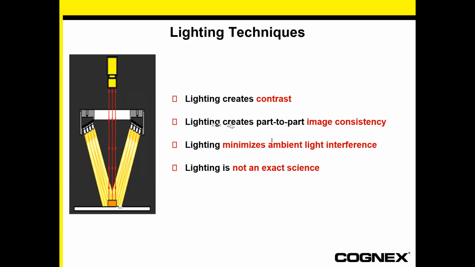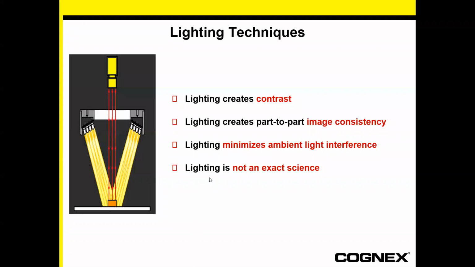Lighting creates part-to-part image consistency. So as the parts are coming through, we want to see those parts consistently. Lighting also minimizes ambient light interference. We don't want the image varying. We want to control as many factors as possible, because that will then give us a rugged, reliable vision system, because we want to look for variations of the part to see if the parts are good or bad.